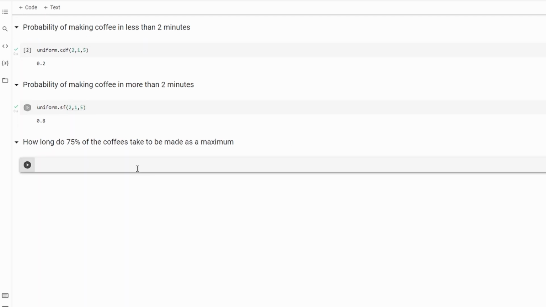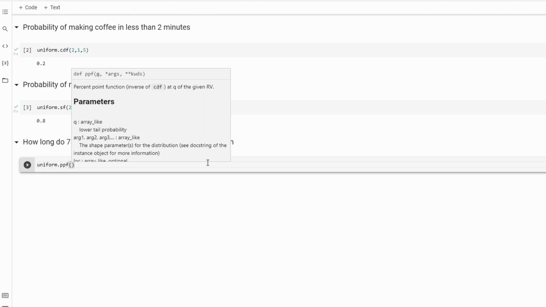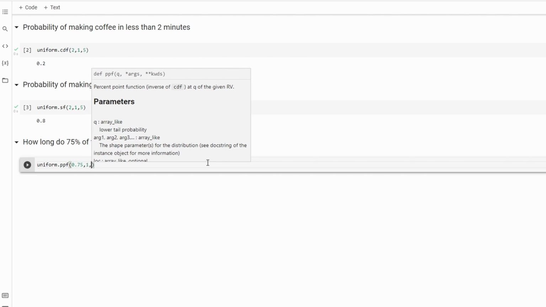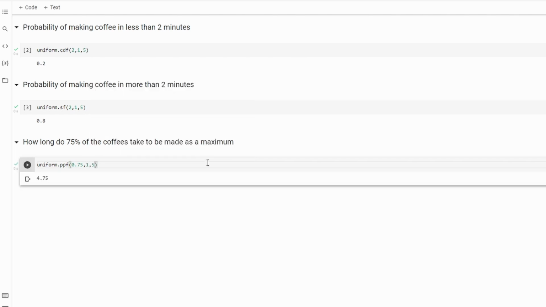Next thing, we can also calculate the 75% quartile, which means that 75% of the coffees are made in less than a given time. So we'll just have a look at it. Type in uniform.ppf, and the one we're looking for is 0.75, then it's 1 and 5, let that run, and 75% of coffees are made in 4.75 minutes or less.